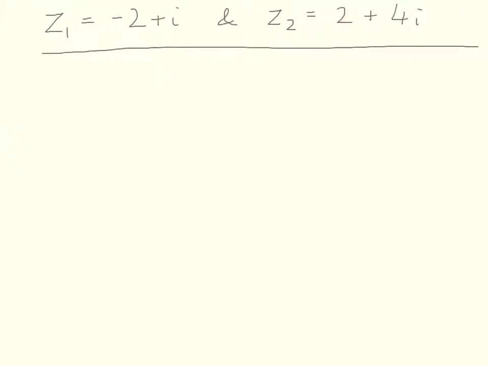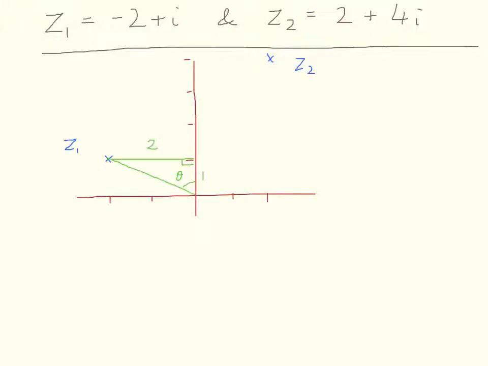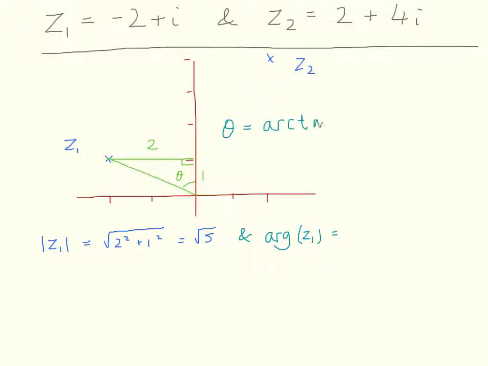The method for working out the modulus and argument of complex numbers is to draw a diagram and use common sense. There's the diagram, and as always we can work out the modulus by using Pythagoras. We've got to think a little bit about the argument. The angle theta is inverse tan, or arctan, of opposite over adjacent, in other words arctan of 2.